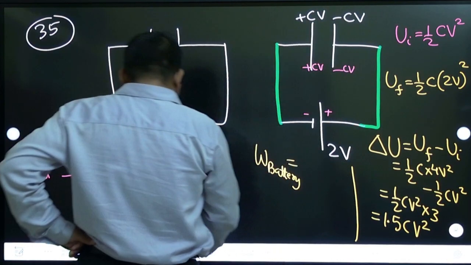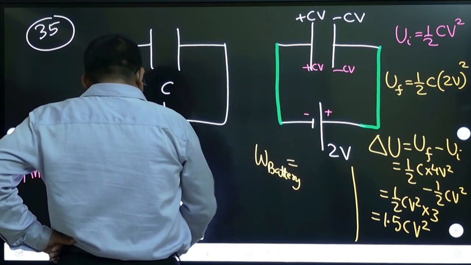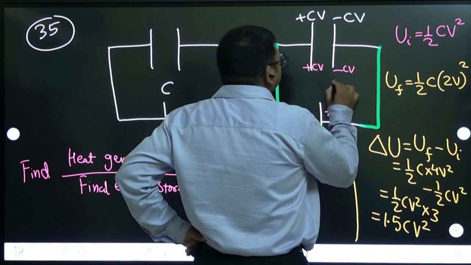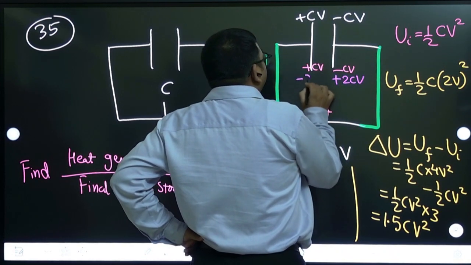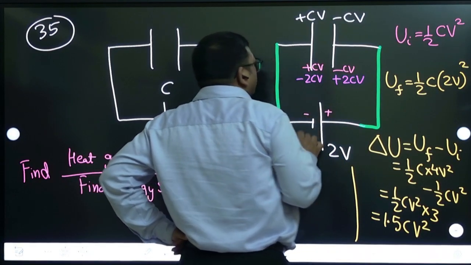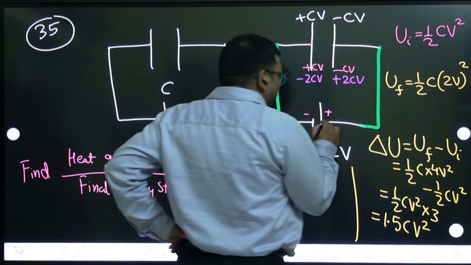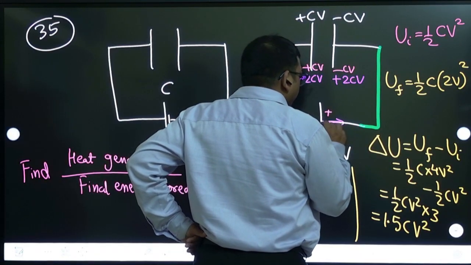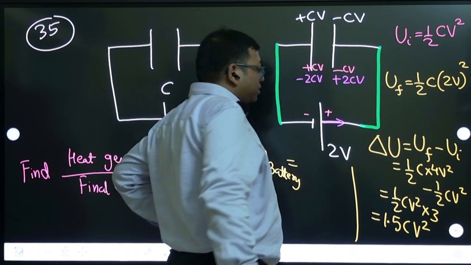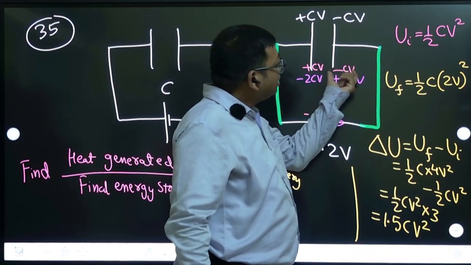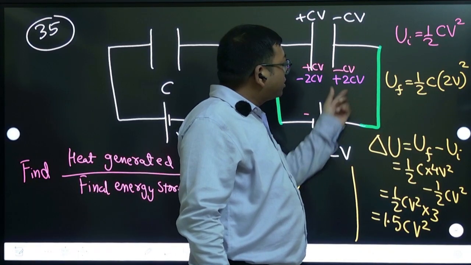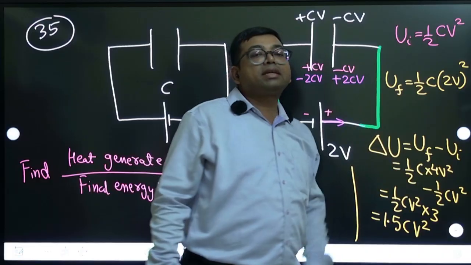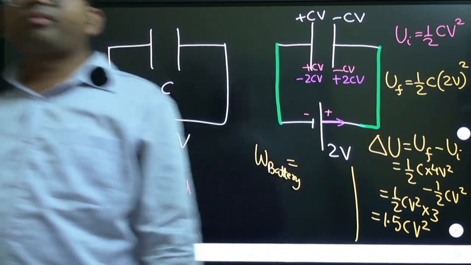After you connect with this battery and after a long time, the charge on this plate will become plus 2CV and this will become minus 2CV. So how much charge has this battery sent? Previously here was minus CV and now the charge is plus 2CV. So how much charge has this battery sent? Can you tell?